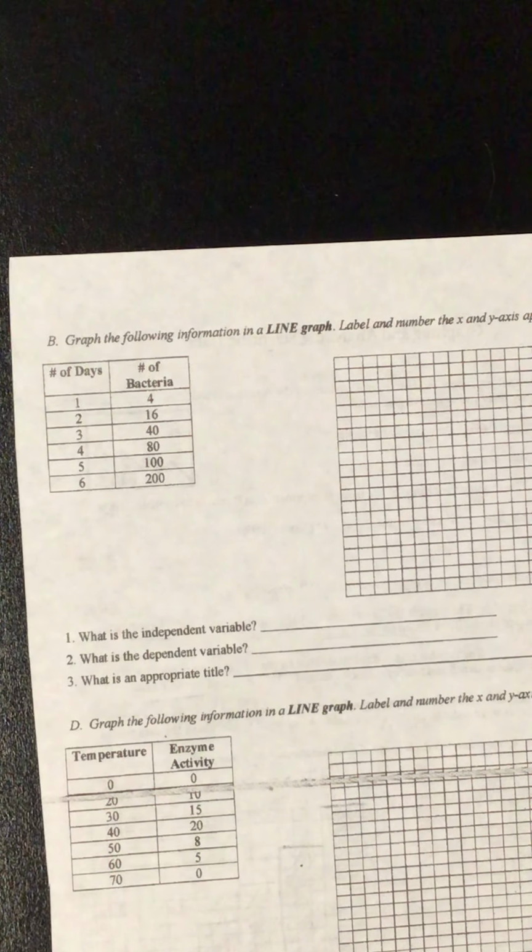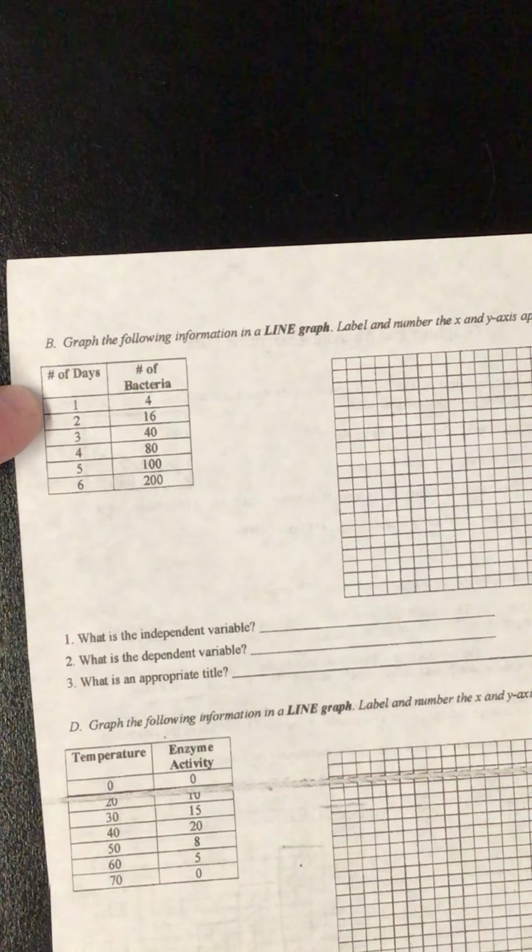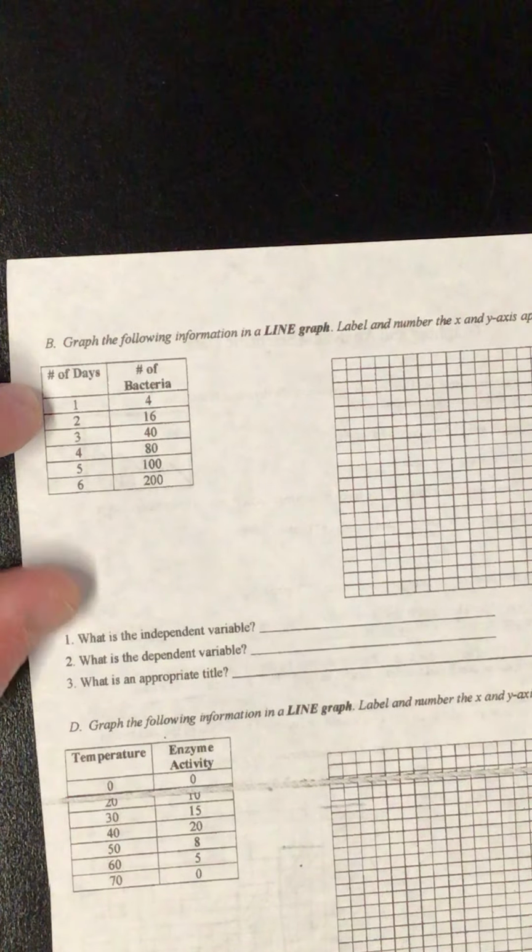They stick it inside an incubator, and after 1 day, they pull it out and put it under the microscope and count how many bacteria they have. They stick it back in. Then the next day, they pull it back out and they count. That's basically what's happening here. So which one of these is going to be our x-axis? What do you think?